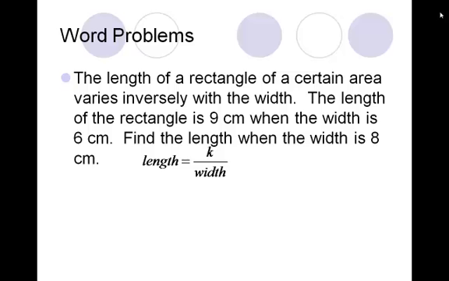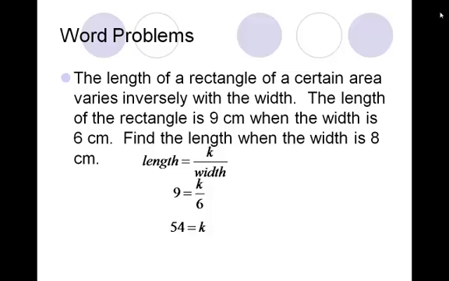It says the length of the rectangle is 9 when the width is 6. So let's stop and put those values in. 9 is the length, 6 is the width. And we can go ahead and solve for K, so let's do that before we go on. Multiply the 6 times 9, and you get 54, and that's K. Now let's finish the problem.